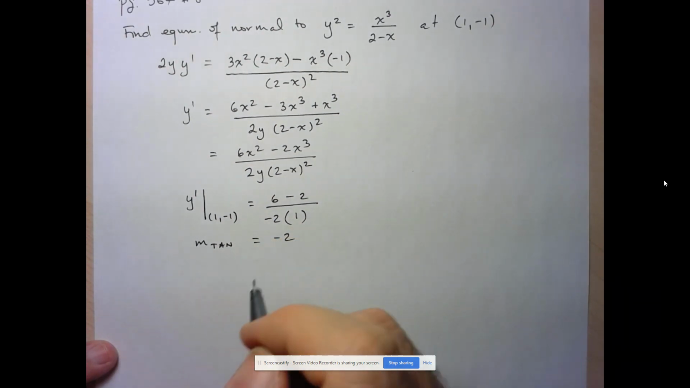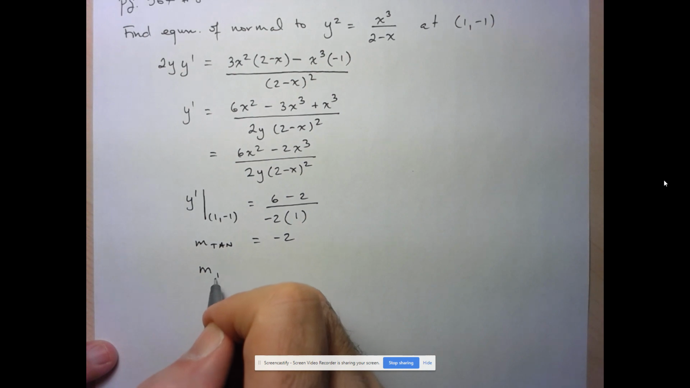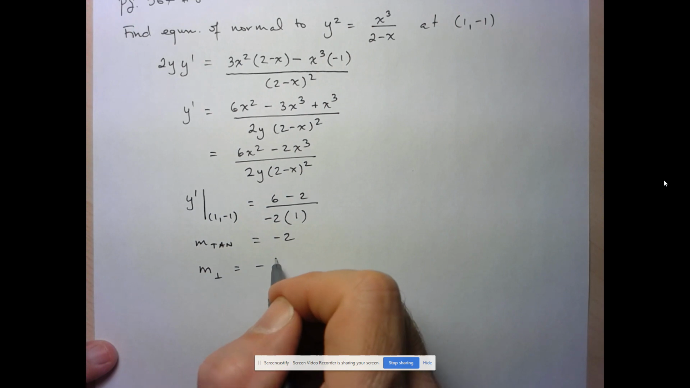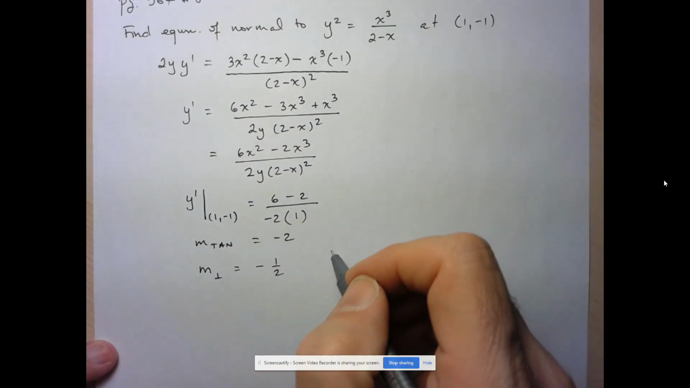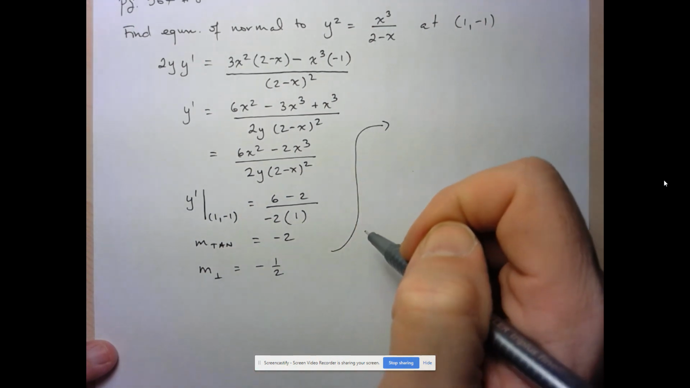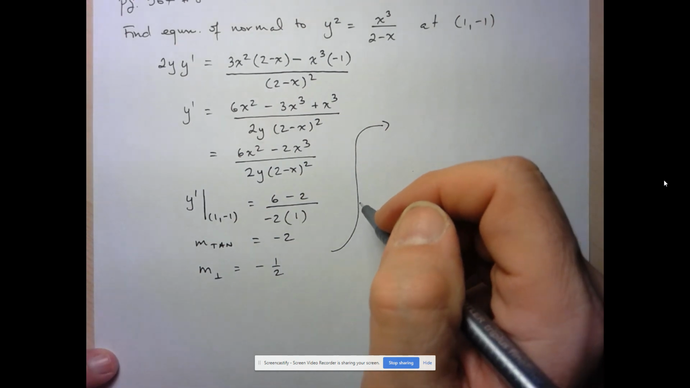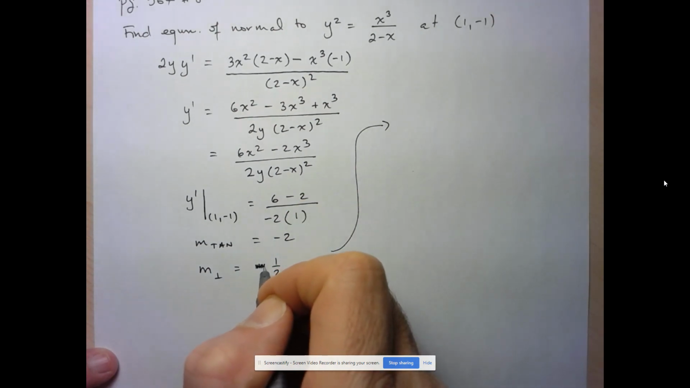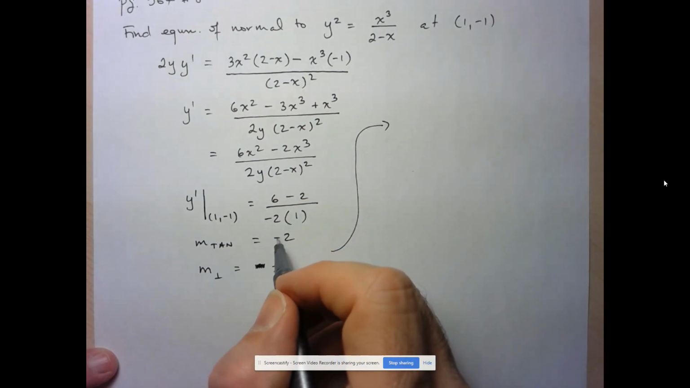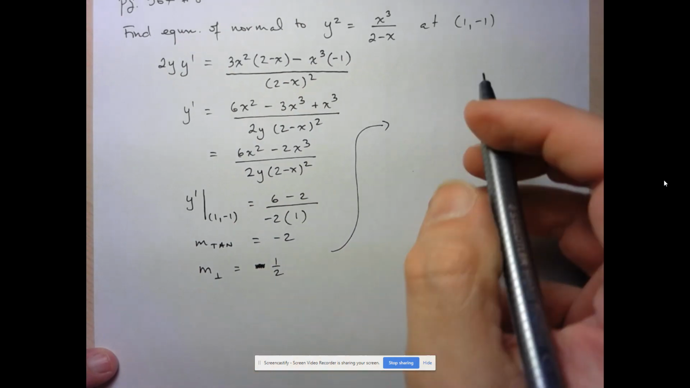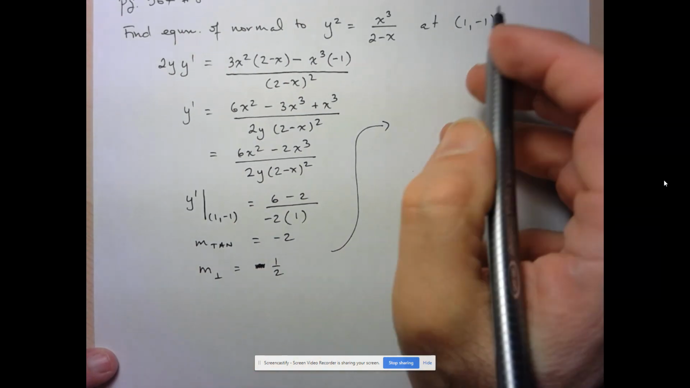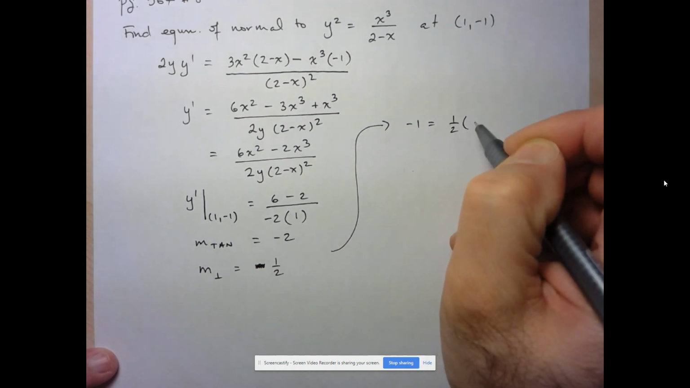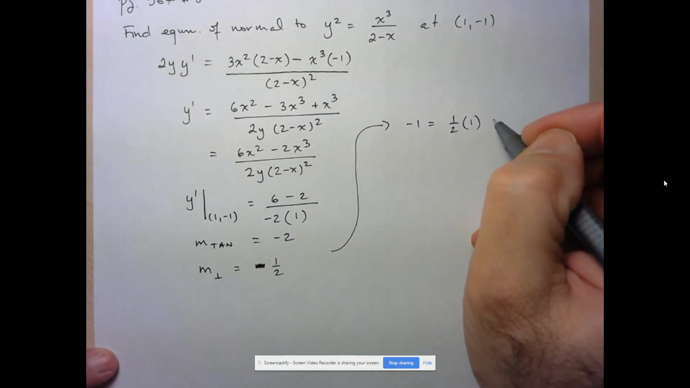But what we're looking for is the slope of the normal, which is going to be perpendicular to that. The negative reciprocal of -2 is positive 1/2, and then I'm going to use this to find the equation of the line. Sorry, negative of a negative is a positive, so this should be positive 1/2. I'm just going to put everything into y equals mx plus b. Our y value is -1 equals, our slope is 1/2, our x value is 1, and then plus b.